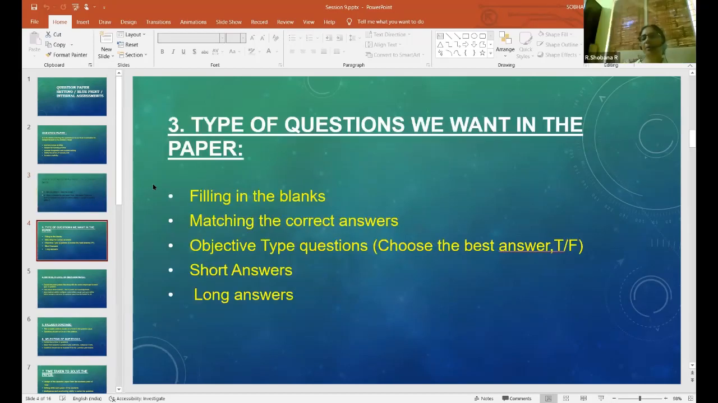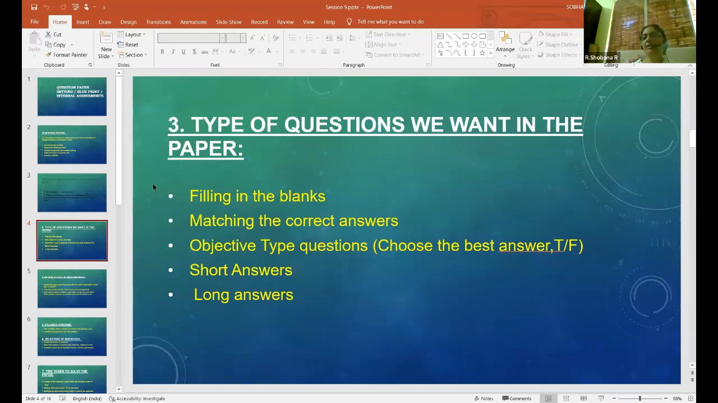So then we should be clear on what are the different types of questions we want to set in the question paper. The same concept can be tested using a variety of questions. So it could be fill in the blanks, match the correct answers, objective type questions like choose the best answers, true or false, and then short answers and long answers. And of course, we have a lot of guidelines while we set all these questions as well.